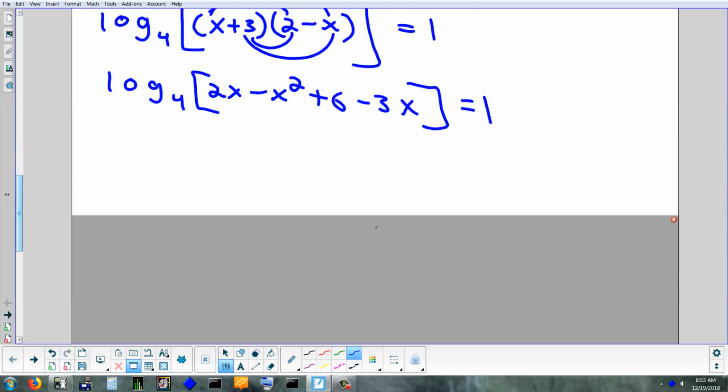Now there's a little bit that we want to do with that. Generally, when we have something that's quadratic, we like the squared term in the front. So let's write it this way. Negative x squared, we'll put that first. And then what could I put next?